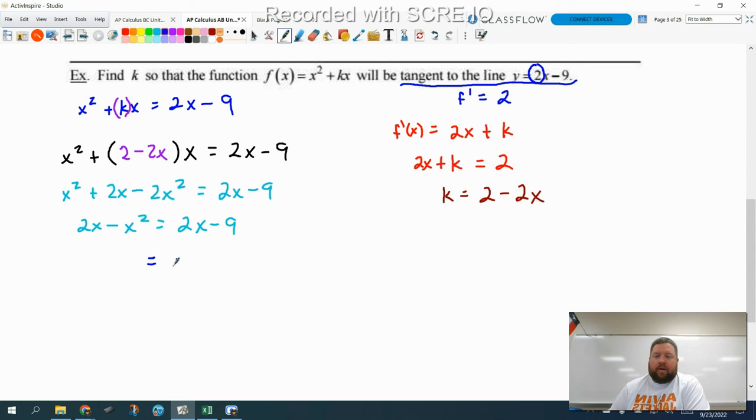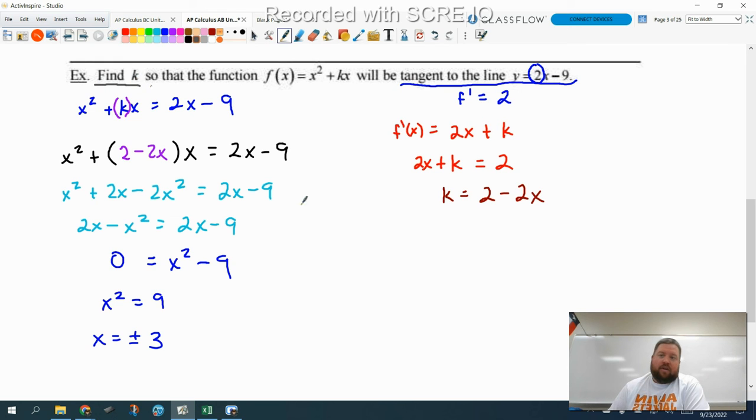So I'm going to add x squared, so I get positive x squared. I'm going to subtract 2x, which is actually going to cancel the 2x's out. And I'm left with my minus 9 over there. That's equal to 0. x squared is equal to 9. x is equal to plus or minus 3. All right, we have not done it yet. Read your question again.